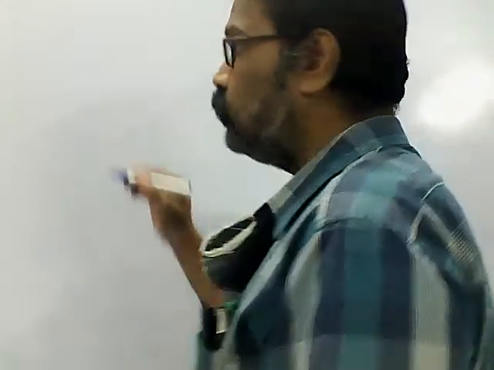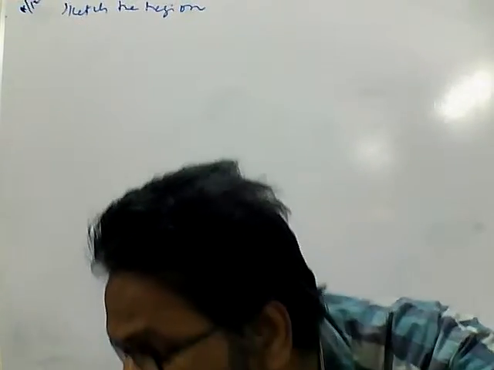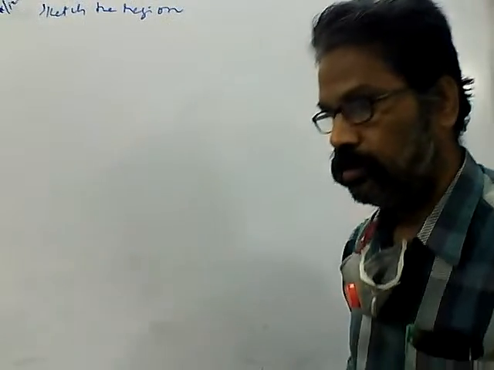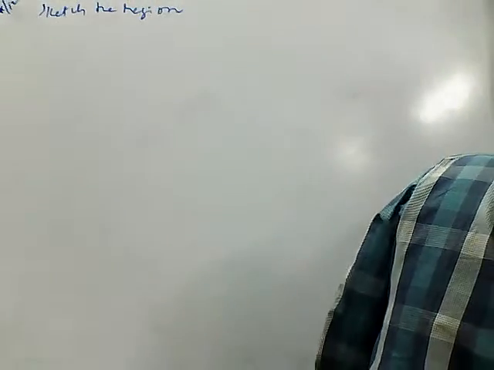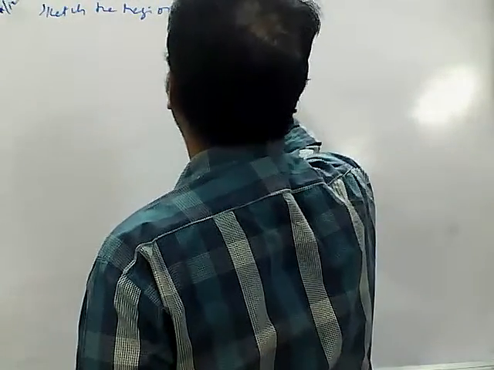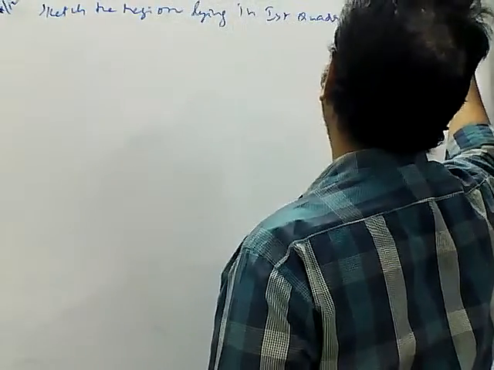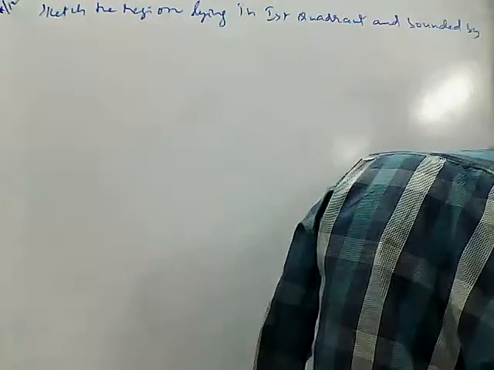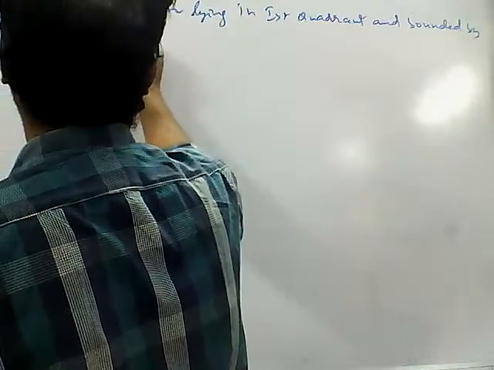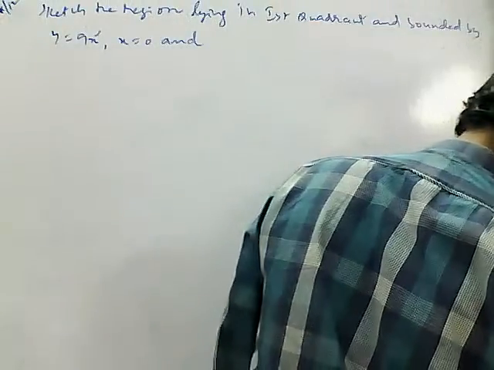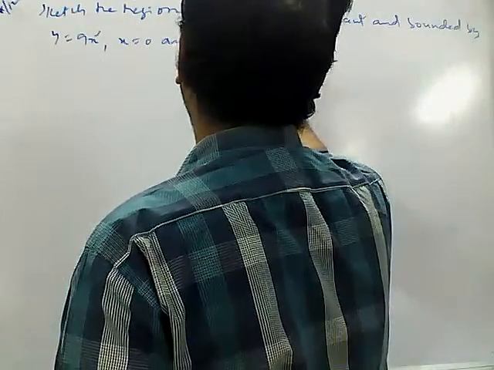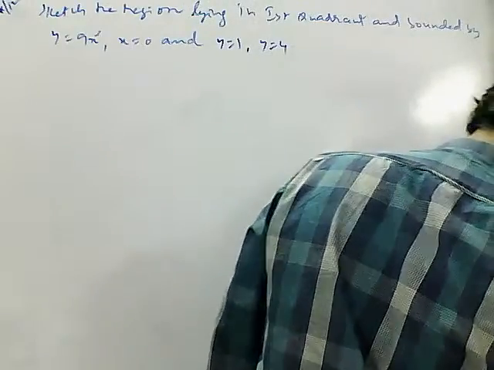Sketch the region lying in the first quadrant and bounded by y equal to x square, x is equal to 0, and y equal to 1 and y equal to 4. Find the area of the region using integration.